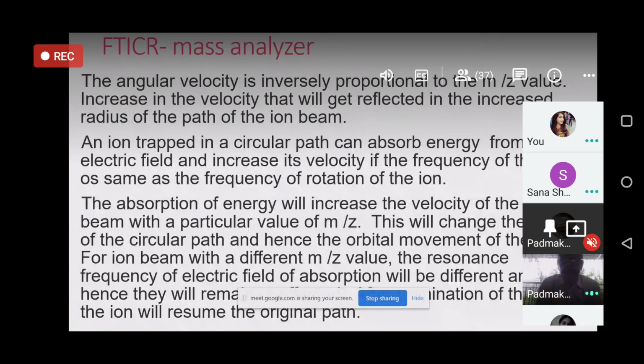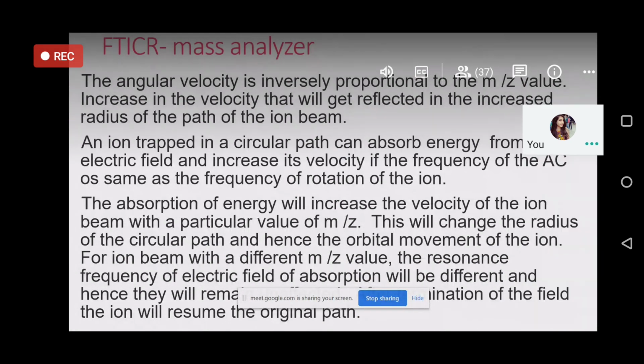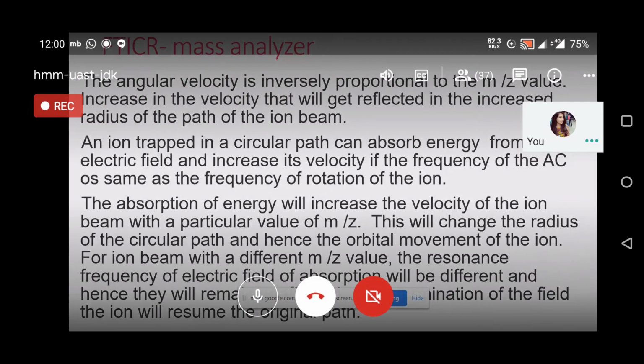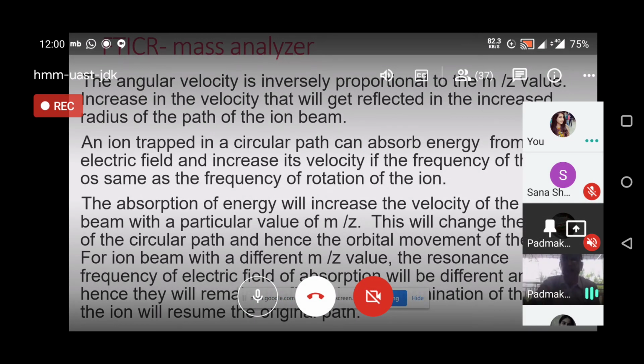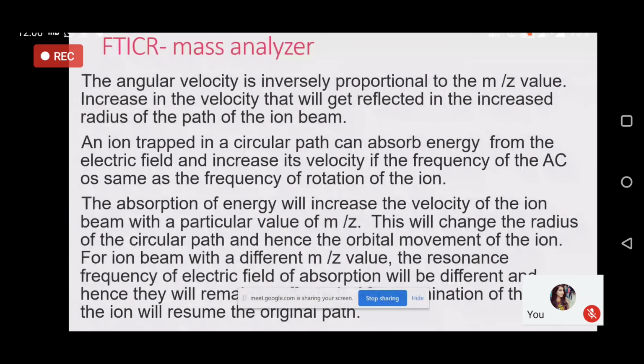Okay, so what we are talking about is the frequency of rotation of the ion matching with the frequency of the alternating current that you are applying. When these two match, it is called resonance. That's why the name ICR, ion cyclotron resonance. Resonance because the two frequencies are matching. The absorption of energy from the electric field will occur, and this will increase the velocity of the ion. Obviously, absorption of energy will change the kinetic energy. The velocity of the ion beam with a particular value of m by z will increase.